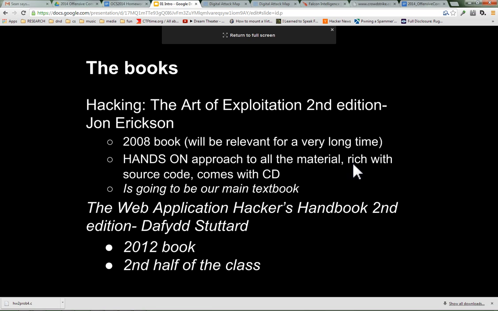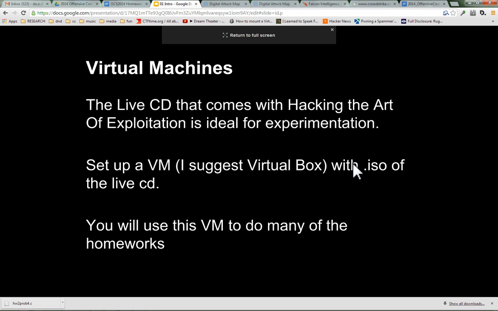First one is Hacking: The Art of Exploitation. You can pass it around. And the second one is the Web Application Hacker's Handbook. I replaced the previous textbook, Counter Hack Reloaded, with this. We'll use it for the second half of the class. I don't have it with me right now, but I'll email out. If you have any problems finding this or any questions, just email me.